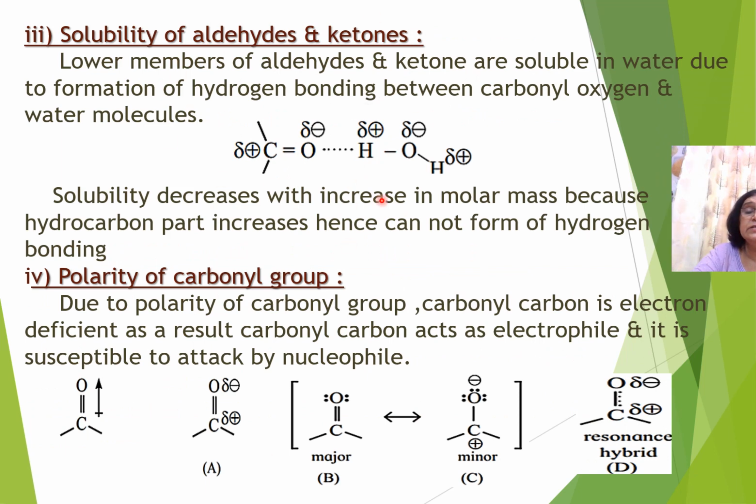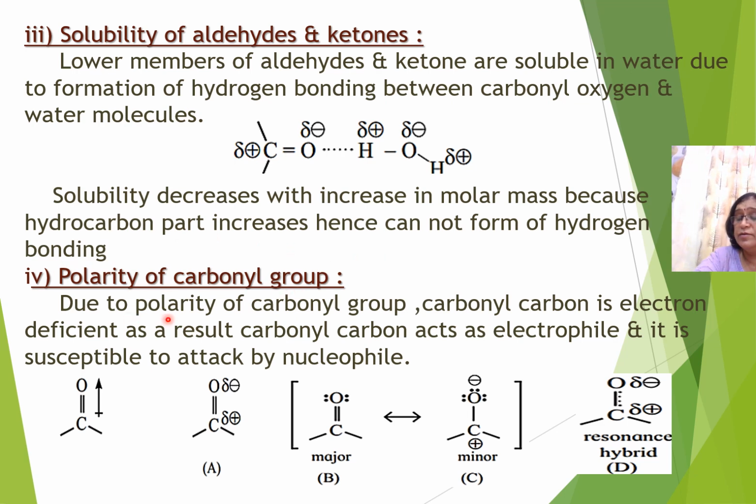Solubility of aldehydes and ketones. Now because the molecule of aldehyde and ketone is polar, it is soluble in water because it forms hydrogen bonding with water. Okay. Then solubility decreases with increase in molecular mass because the hydrocarbon part increases and the molecule cannot form hydrogen bonds. Clear?